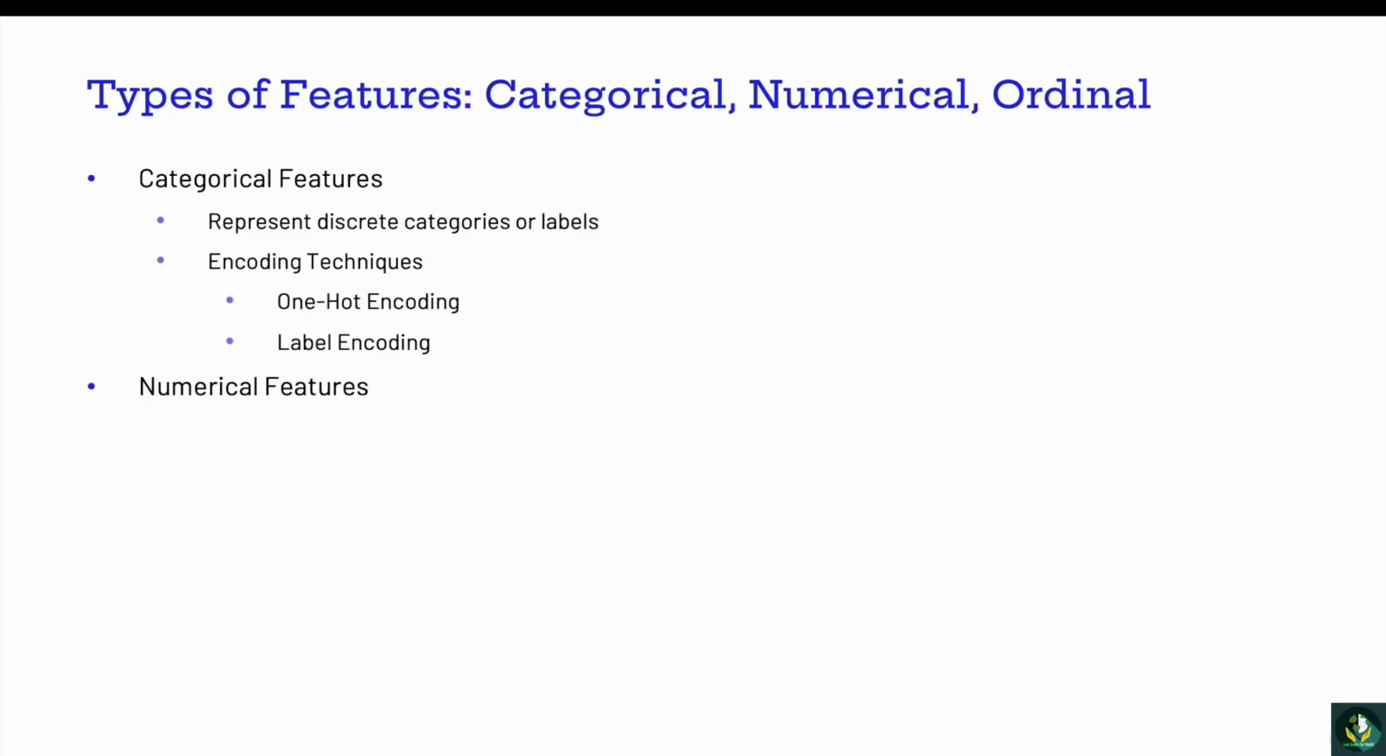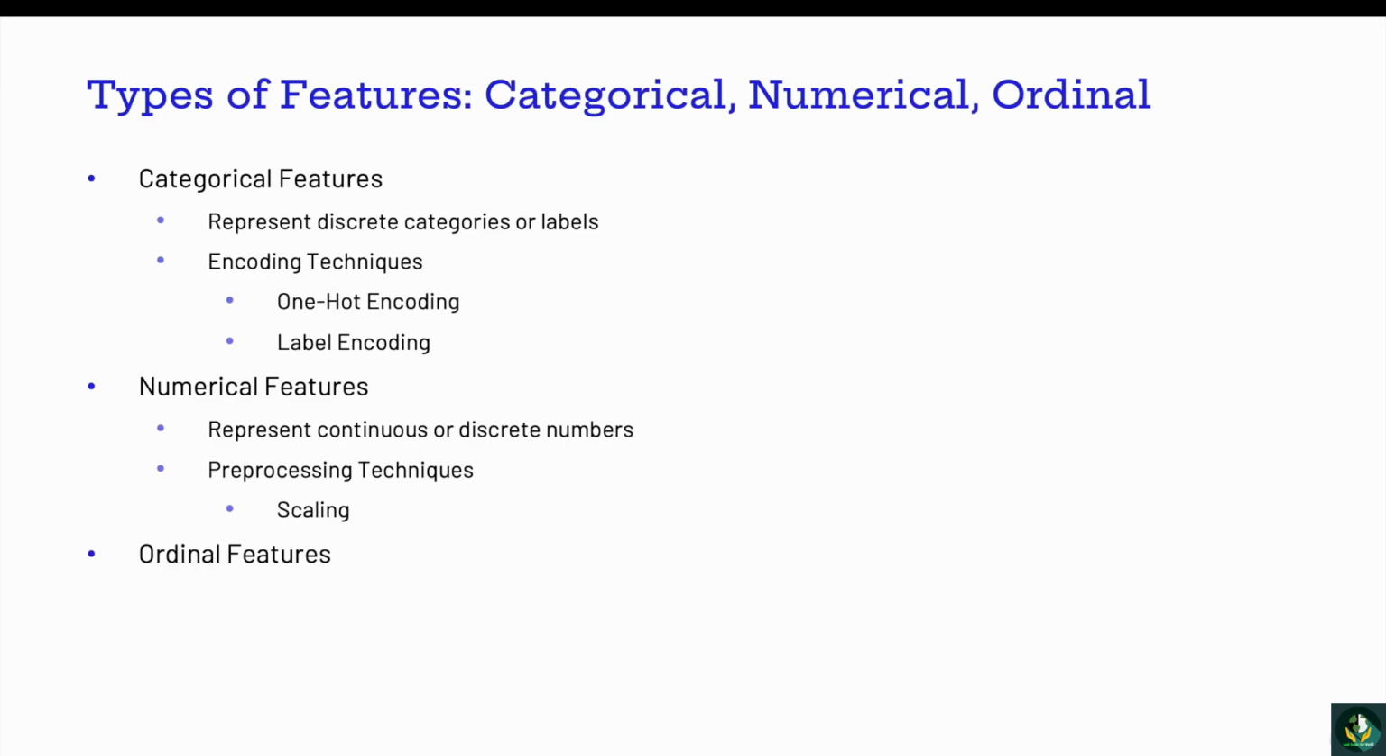And numerical features represent continuous or discrete numbers. Examples are age, salary, temperature. Preprocessing techniques here include scaling. Examples can be min-max scaling or standardization. And finally, we have the ordinal features, which represent categorical data with a meaningful order. An example can be education level, which can be high school, bachelor, master's, PhD. So it's in a particular order. And the encoding technique here is ordinal encoding.